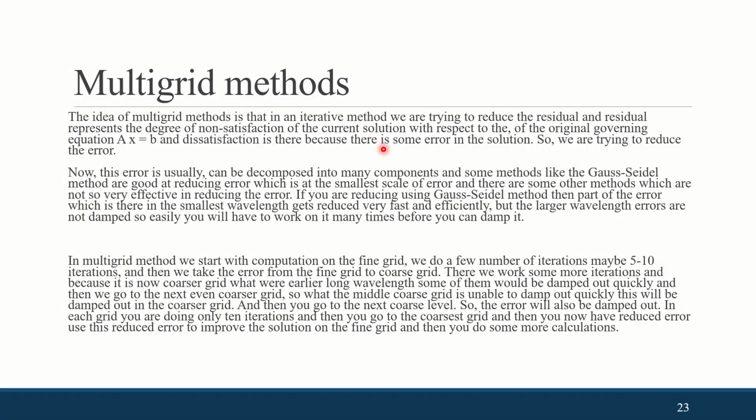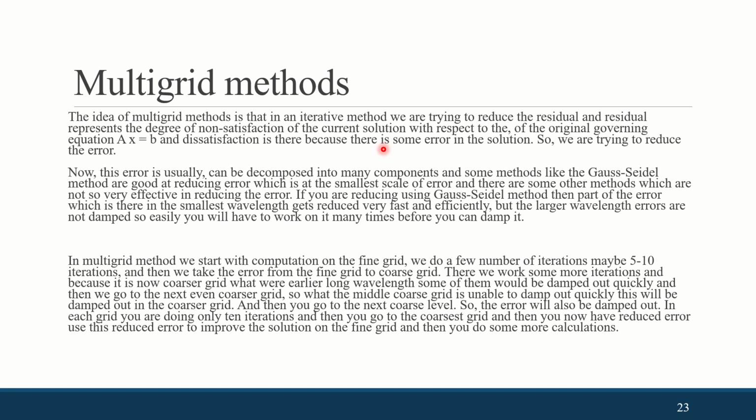What is the residual? The residual is the difference between the original solution for the discretized equation and the solution that we are getting in the current iteration. This residual should keep on decreasing so that the error is getting reduced. Since the error is always present, the idea behind the multigrid method is to reduce the residual by following certain things.